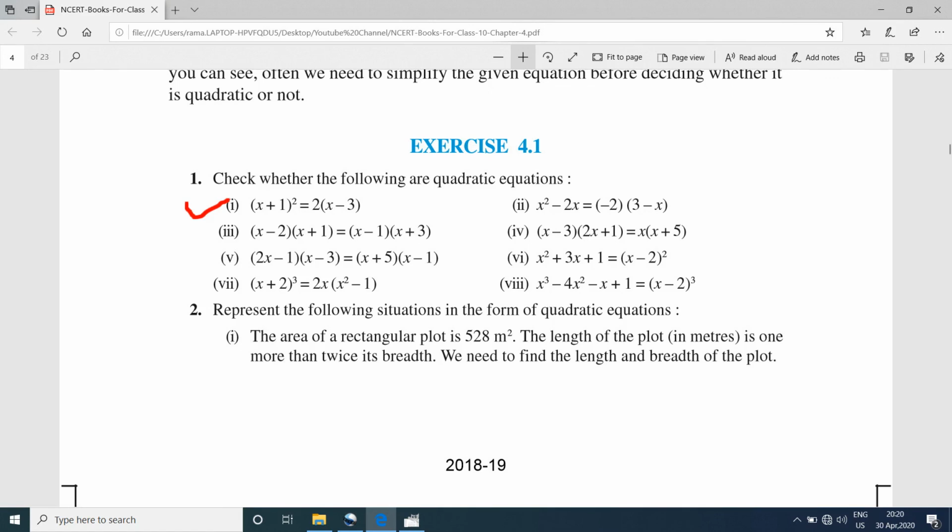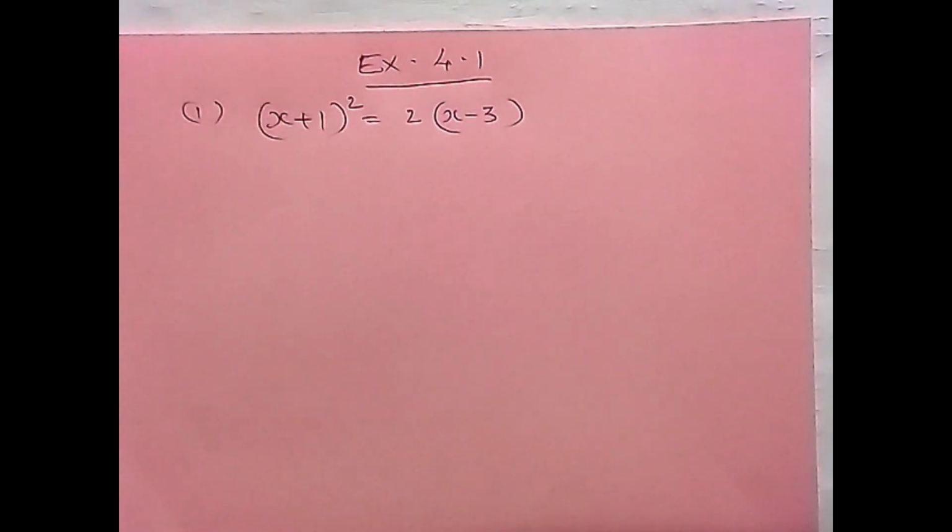First question. Check whether the following are quadratic equations. First sub question we are taking: x plus 1 whole square equal to 2 into x minus 3. We have to simplify this and check whether it is a quadratic equation or not.